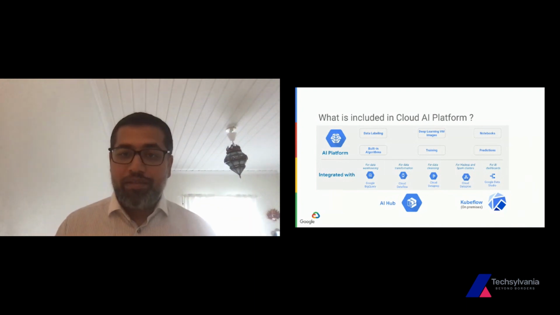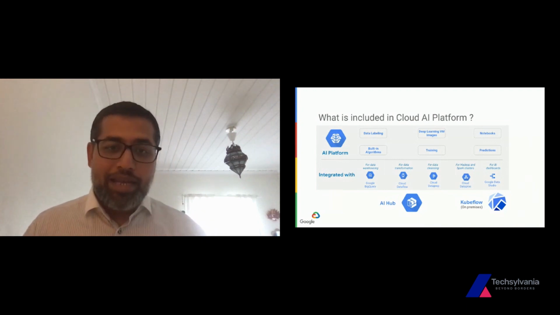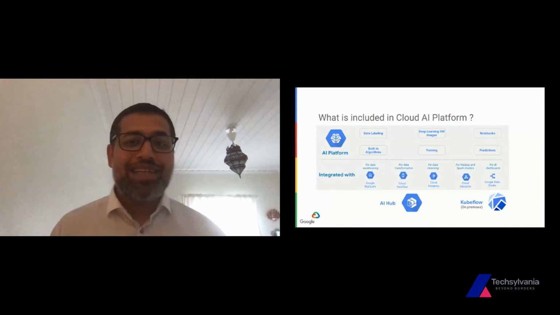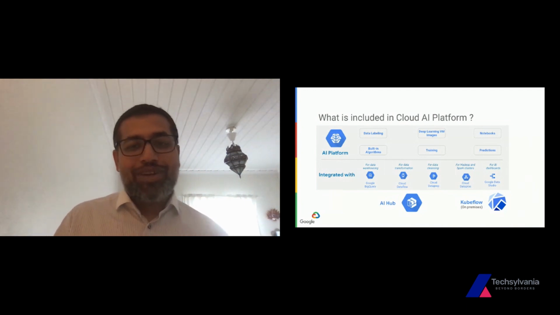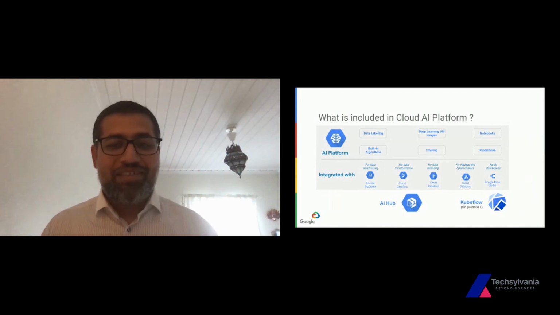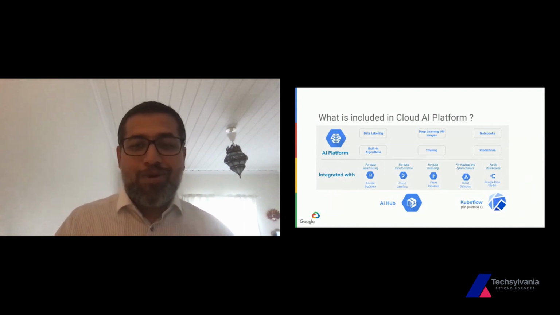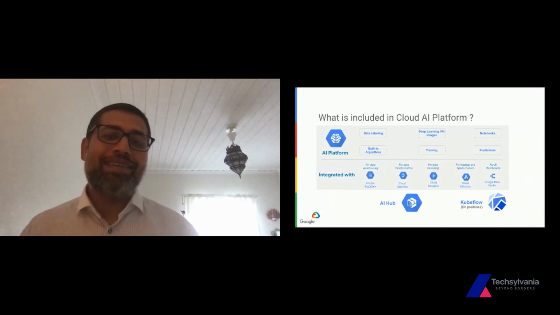Now, all of this is complemented by AI Hub. So AI Hub is a repository for machine learning assets. So think about AI Hub as a GitHub repository, right? Where you can simply plug and play different notebooks, different developed machine learning models, different pipelines, etc.